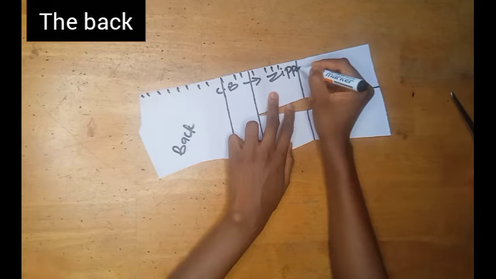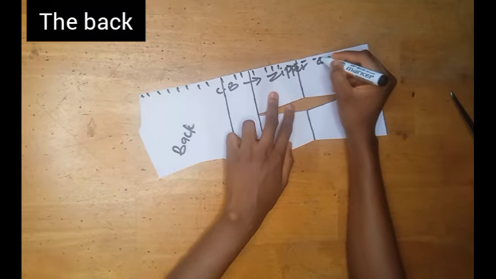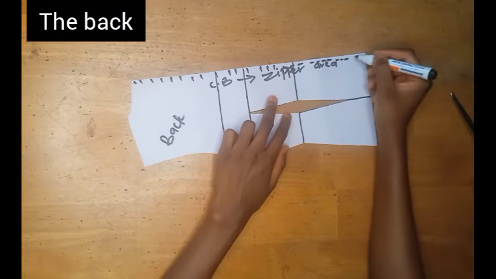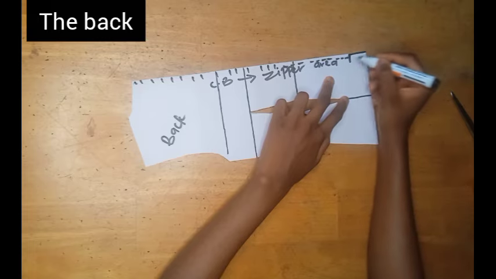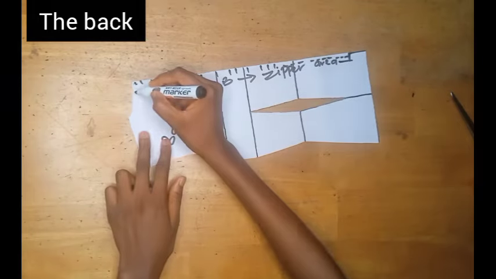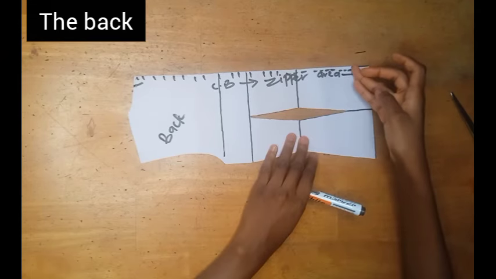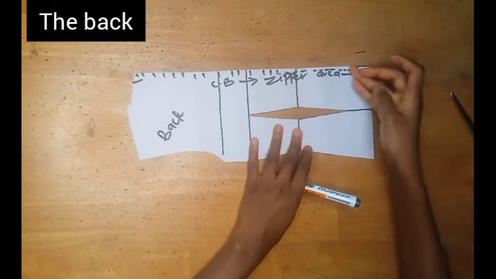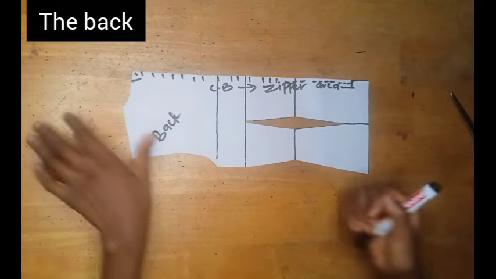So this is center back rather. You'll be having a zipper at the back of it. You'll be having your zipper up until, let's say, 2 inches or 1.5 inches away from where your gather is going to start. Do you get? You're going to be having it 2 inches or 1.5 inches away from this part. Okay, that's where your zipper is going to stop.